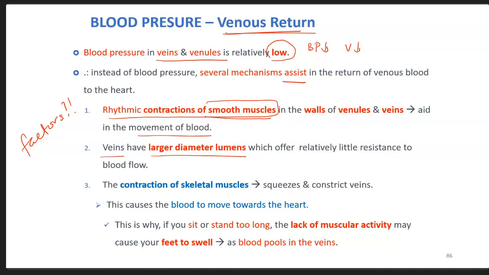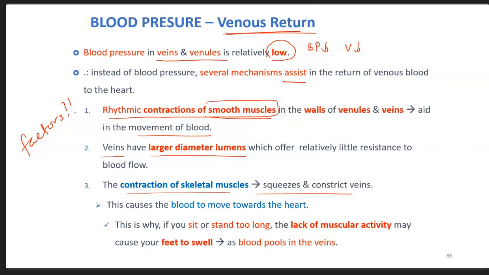The third factor that helps in the venous return is the contraction of skeletal muscle. So your movement, the movement of walking, moving your hands. The contraction of skeletal muscle squeezes and restricts veins, so this causes the blood to move towards the heart.